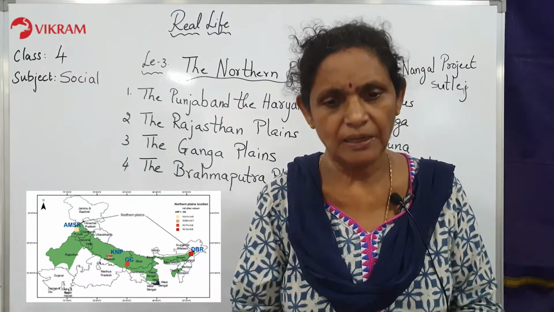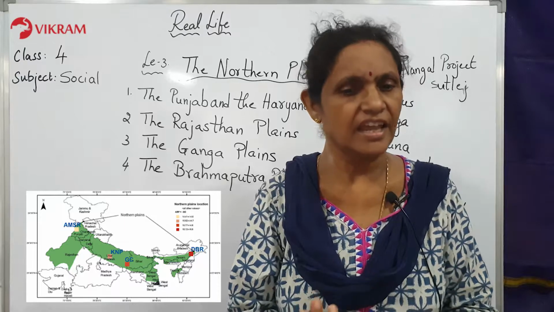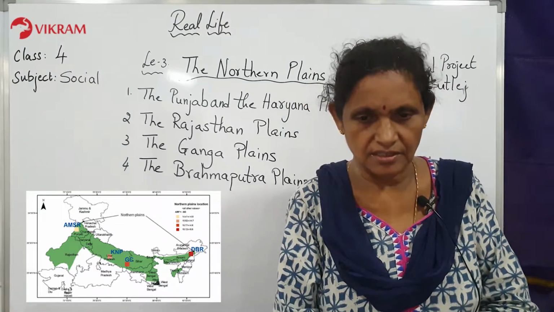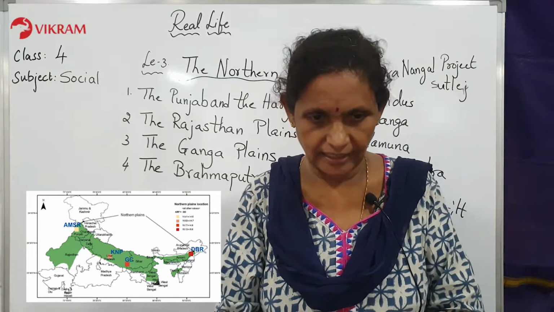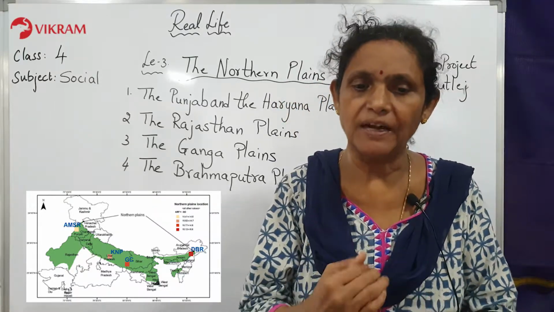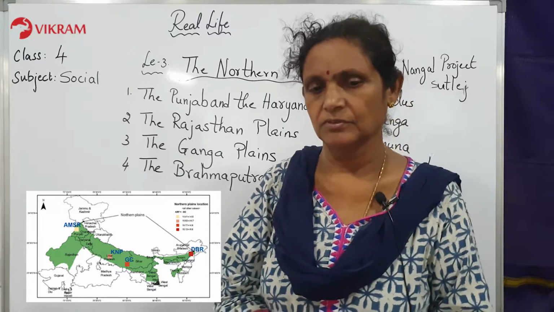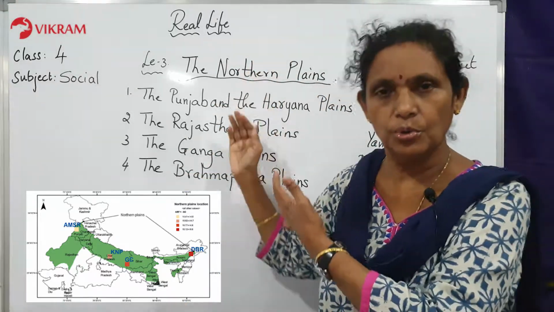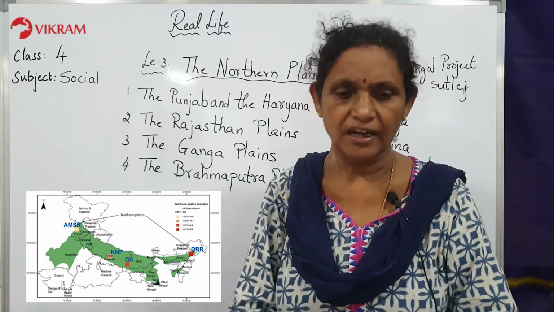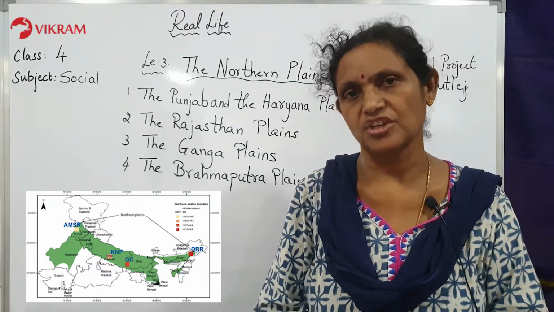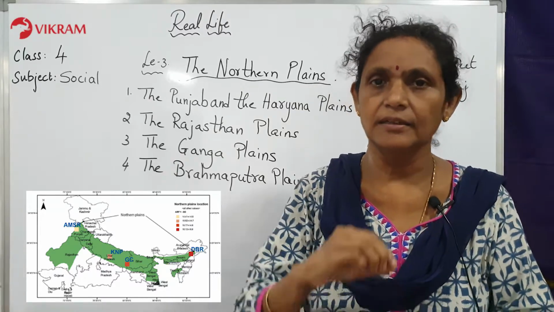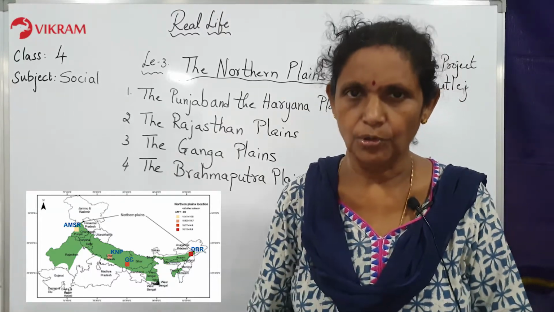Where do the northern plains lie? What is the extent of the northern plains? What are the important rivers that drain the northern plains? What are the different parts of the northern plains? Where does the Ganga river start? So children, go through the lesson again and try to answer the questions and the blanks, do the map pointing and follow the lesson.